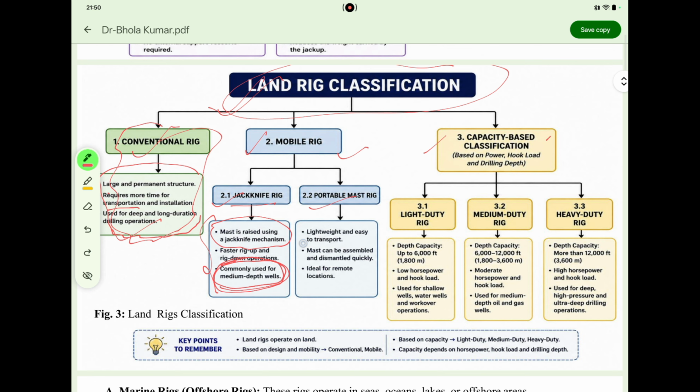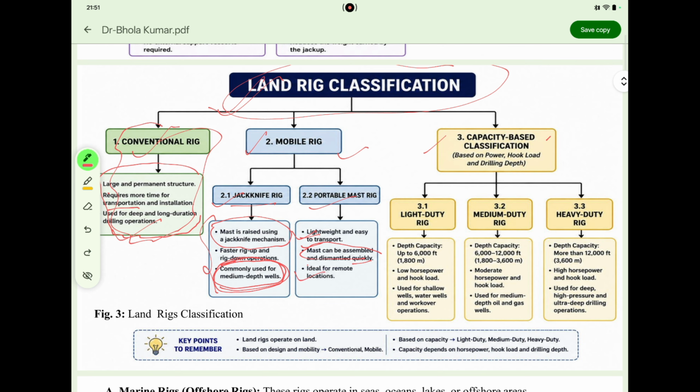Now the next one is the portable mast rig, right? It is lightweight, as the name suggests, portable. Portable means you can move it anywhere, right? Lightweight and easy to transport, and the mast can be assembled and disassembled quickly. That means you can easily install or easily dismantle, you can easily remove the things.